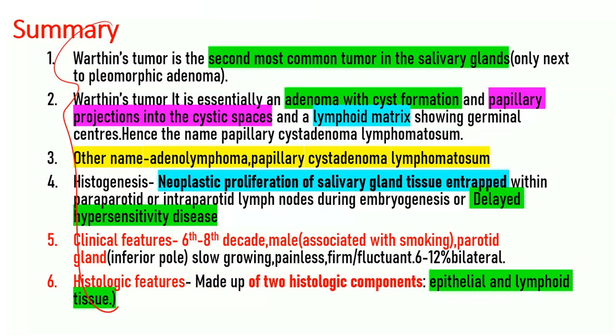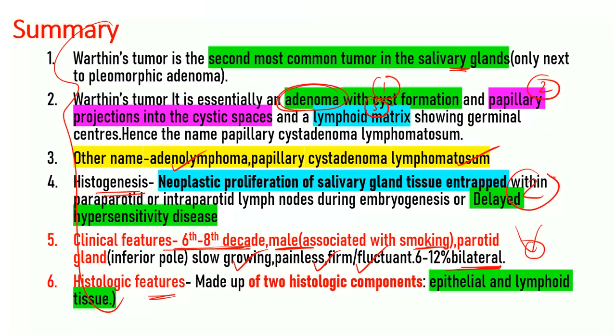So to summarize, again, Warthin's tumor is the second most common tumor of the salivary glands. It is essentially an adenoma with cyst formation, papillary projections and lymphoid matrix. Its other names are Adenolymphoma and Papillary cystadenoma lymphomatosum. In histogenesis, we had read two theories, and in the clinical features, we saw a prevalence in older individuals, males, associated with smoking, and the presence in the inferior pole of the parotid gland. It is slow-growing, painless, firm or fluctuant, and sometimes bilaterally seen. Histologically, we saw it is made up of two components, which are the epithelial and lymphoid.